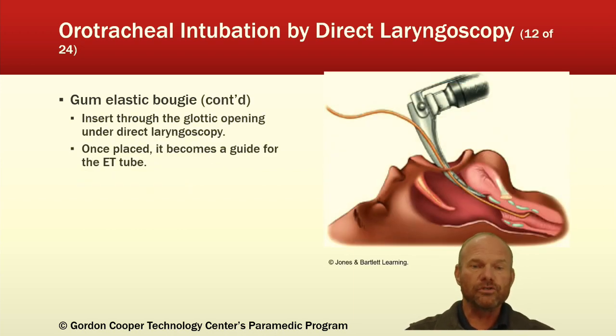The bougie is inserted through the glottic opening under direct laryngoscopy, so you're using your laryngoscope so that you can see everything. Then you insert your bougie through the glottic opening, and that helps you guide your ET tube. There are a couple of ways to do it, but one way is to slide the ET tube over the bougie, and it will be secured in the airway as long as your bougie was in the airway. Then you remove the bougie, because it slides right out, and begin ventilating.